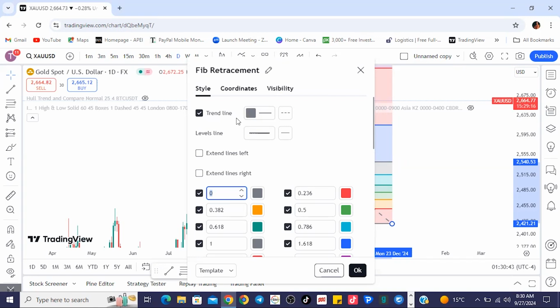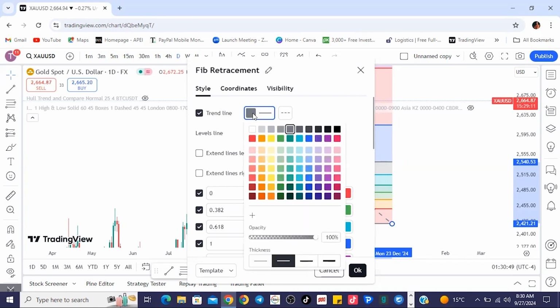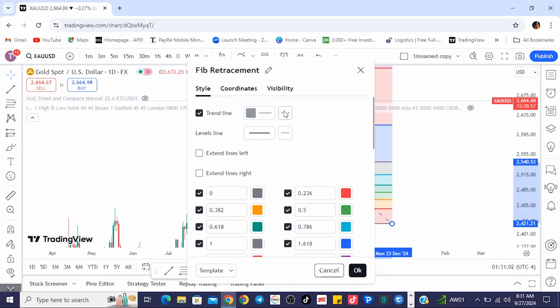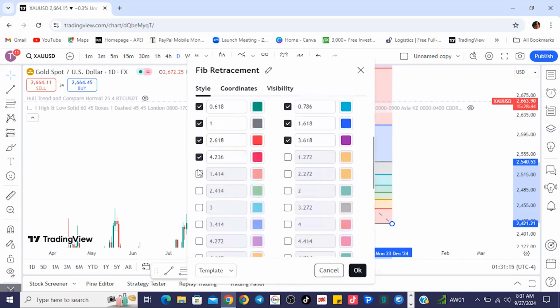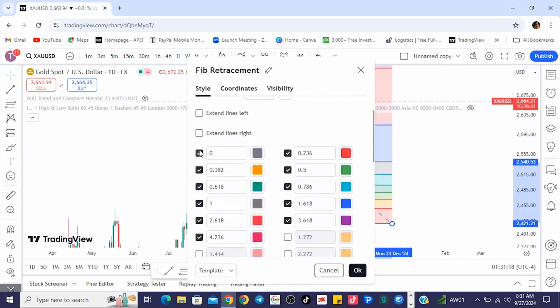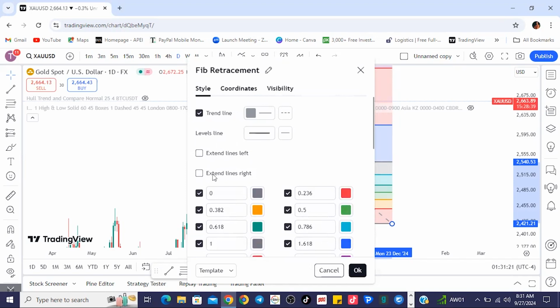This is the trend line. We can change the color of the trend line, maybe have it a little bit lighter. You also need to make sure that it is dotted, to make it not look so cluttered in your chart. Then on these settings that we have here, all these other boxes need to remain unticked like that.